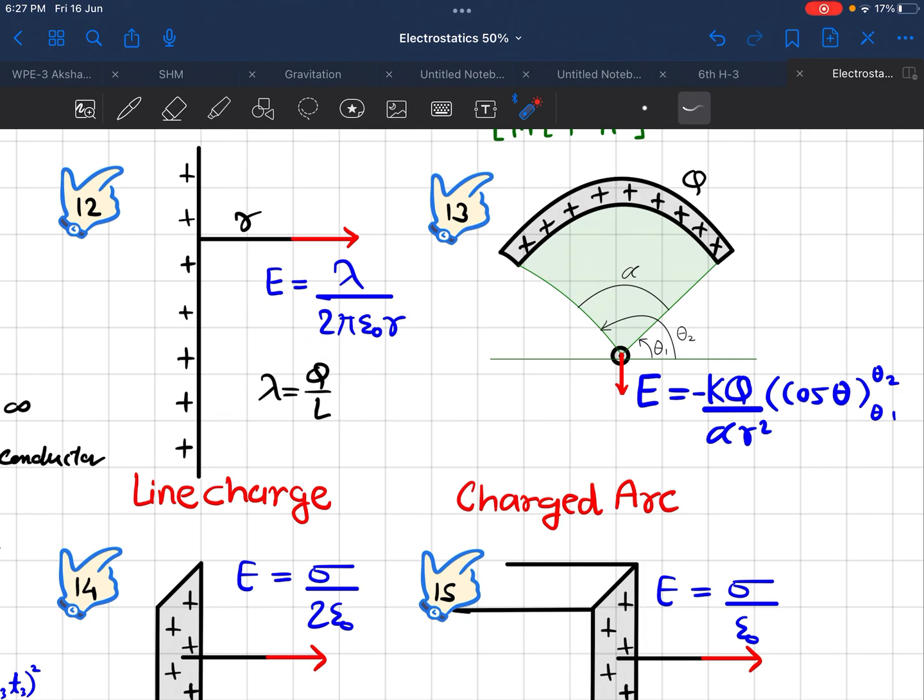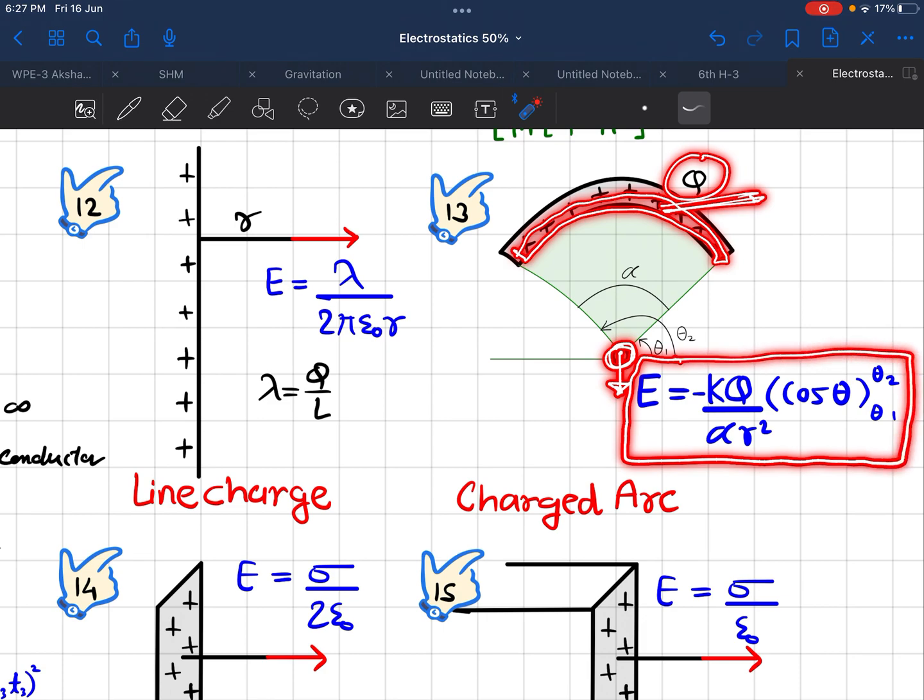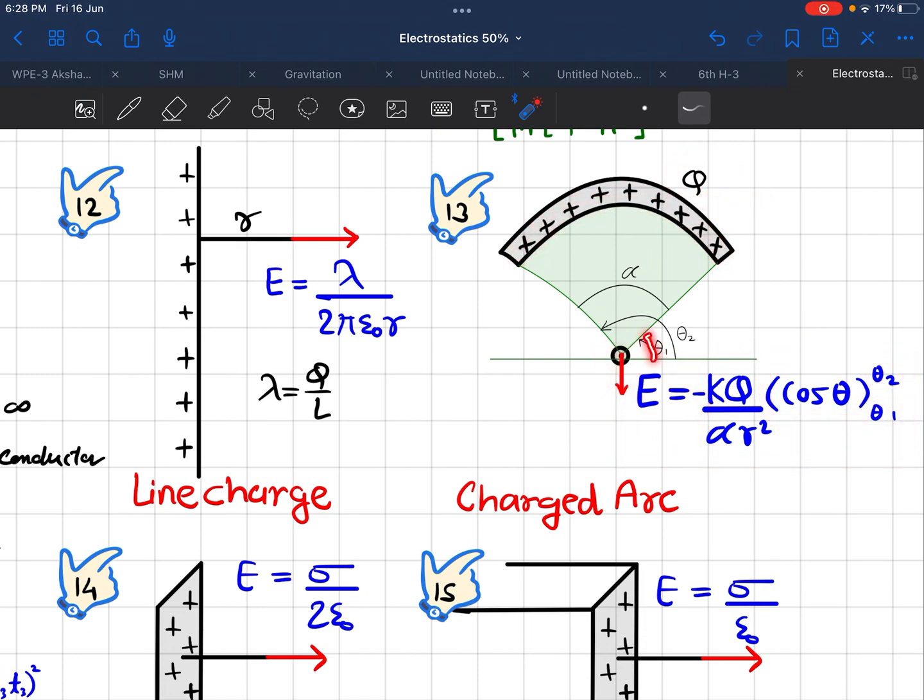Now if we have a charged arc, and the total charge on the arc is capital Q, the question will be, what is the electric field intensity at the center of the arc? The electric field intensity will be E is equal to minus k Q by alpha r square into cos theta, and we have to use limits from theta 1 to theta 2, where theta 1 is the first limit and theta 2 is the second limit as shown in the figure, and alpha is the angle of this arc.